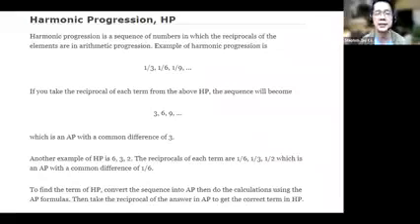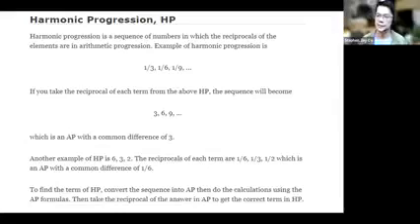Next is the harmonic progression, the last one. A harmonic progression is a sequence of numbers in which you take the reciprocal. So arithmetic, subtract; geometric, divide; harmonic is reciprocal. For example, 1/3, 1/6, and 1/9. If you take the reciprocal of each term from the given harmonic progression, the sequence becomes 3, 6, 9, which is an arithmetic progression with a common difference of 3. 6 minus 3, 9 minus 6 is 3.